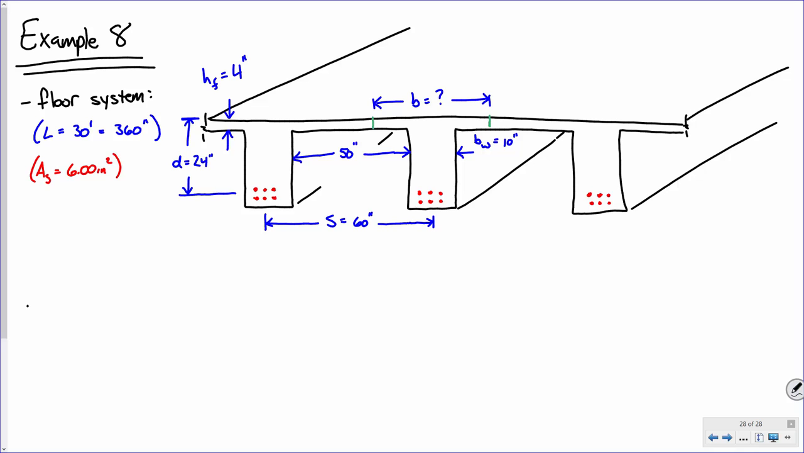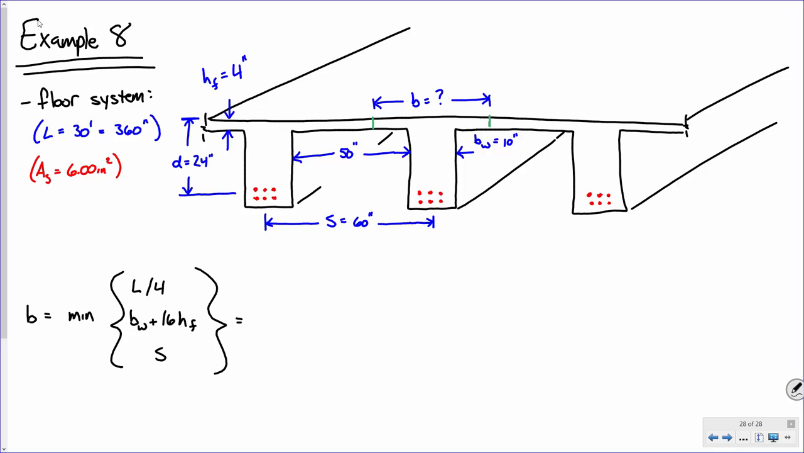Generally, B is taken as the minimum of, again, it's not as simple as tributary width, okay? Well, the bridge specification says it is. I'll go ahead and look into my crystal ball a little bit. For this problem, it does happen to be 60 inches. But I want to be very clear that there is a difference between tributary width and effective flange width. Everybody all right with that?